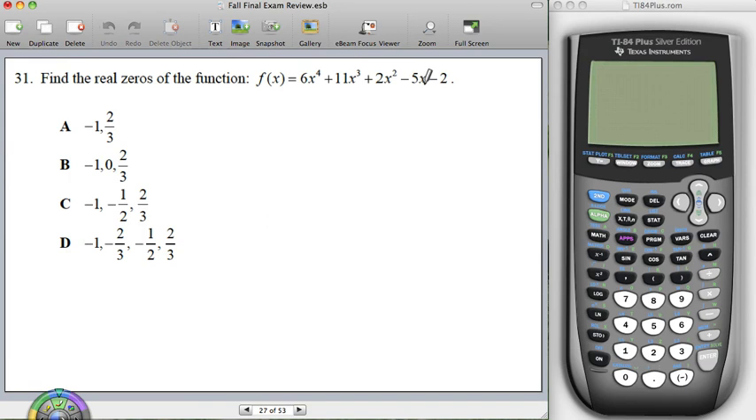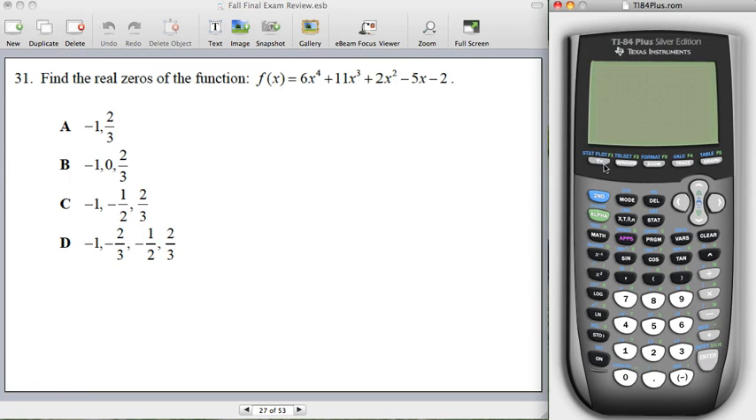One of the things that you can do is you can use the calculator for this. So I'm going to go ahead and take this and plug it into my calculator and see what the graph looks like. Let's turn it on first. Clear. So I have y equals, I'm going to go ahead and clear this out, that was from an earlier problem. I have 6x to the 4th plus 11x cubed plus 2x squared minus 5x minus 2.